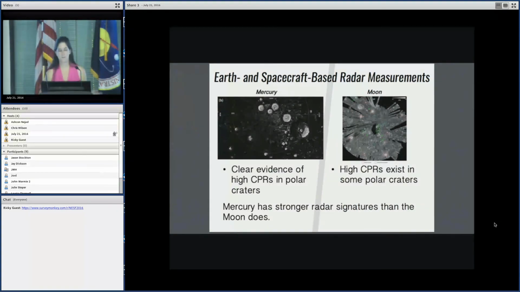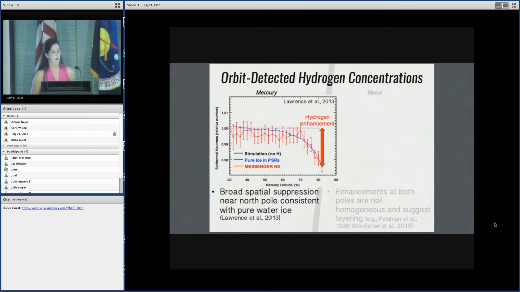And so, in conclusion, for the radar-based measurements, both bodies show evidence of high circular polarization ratios, although on Mercury they're much purer measurements and a bit more extensive. Furthermore, we also have hydrogen concentrations that have been detected from orbit for both bodies.